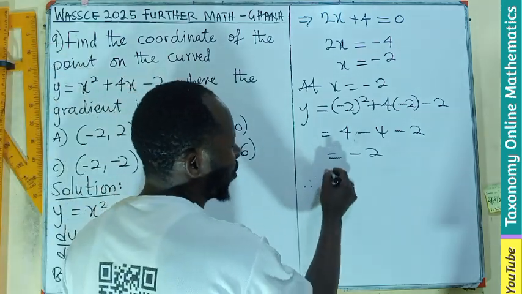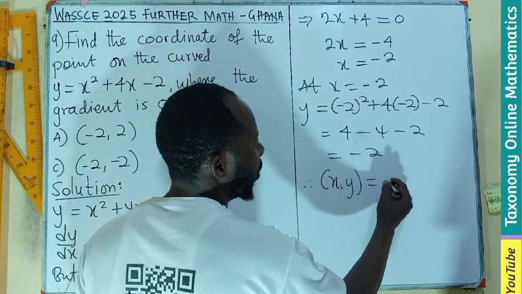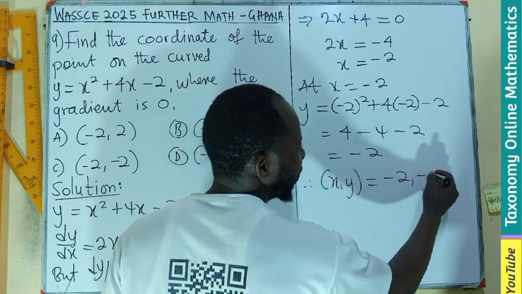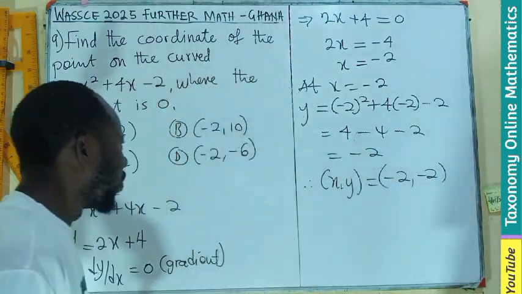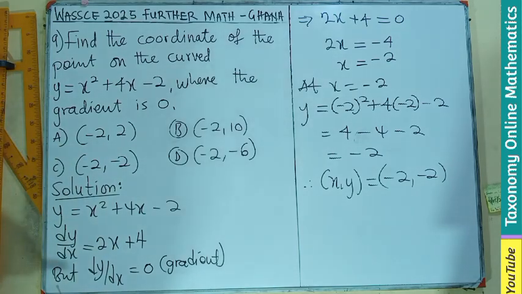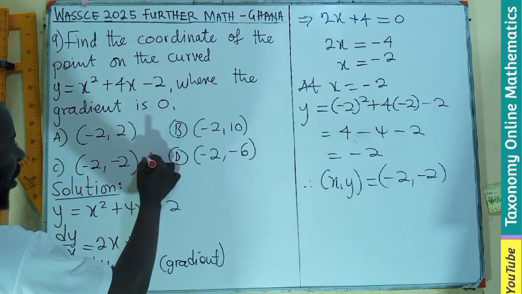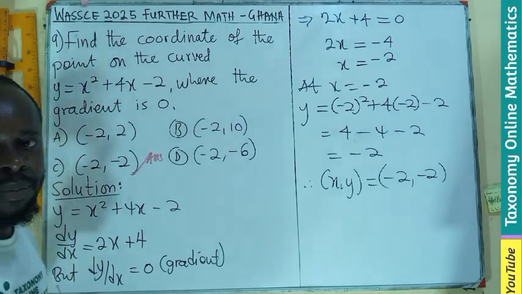So therefore, the point is going to be minus 2 for x, minus 2 for y. Those are the points on the curve. Which one are you going to pick? This is going to be the option C for the best option.